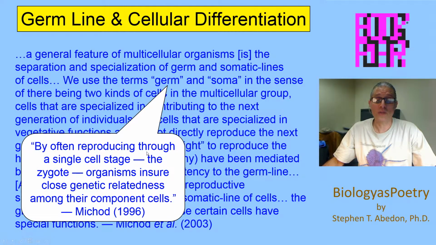By often reproducing through a single cell stage, which often is the zygote, organisms ensure close genetic relatedness among component cells.